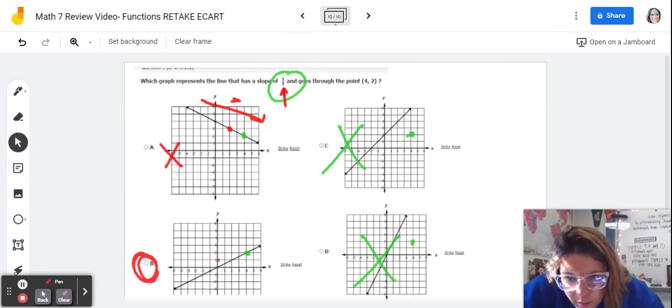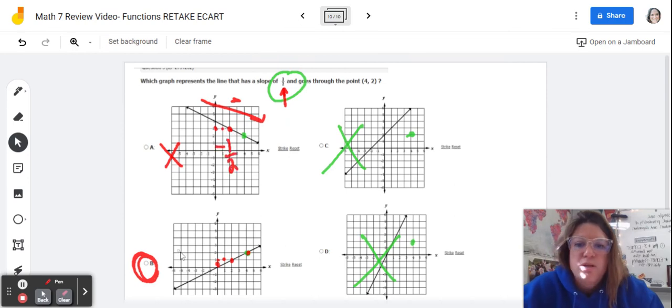But remember, you go up 1 and right 2. Up 1, right 2. This one goes, it looks like, down 1, right 2. So this would be -0.5 for a slope.